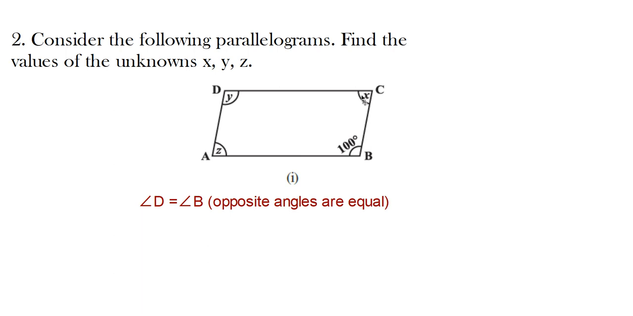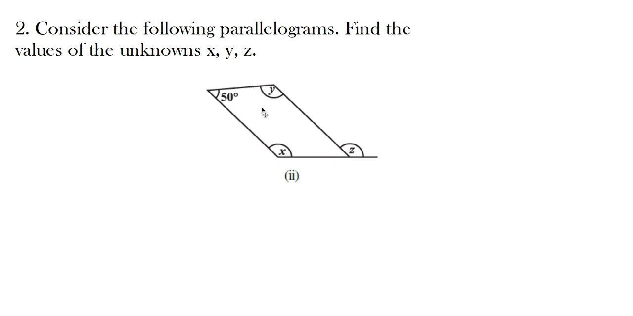And again, you can say angle X is equal to Z. Angle A is equal to angle C. Opposite angles are equal. So, after getting the value of X, the same value you can write as Z also. So, do yourself. In this second question, can you find out angle Y?